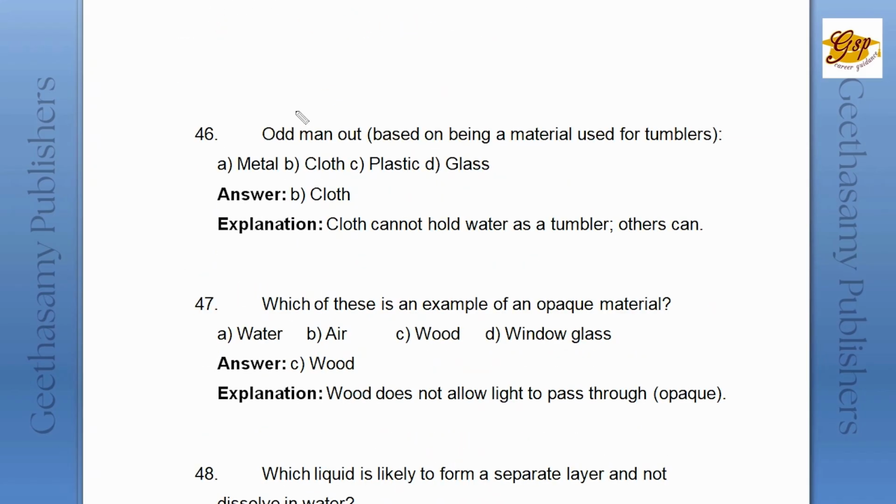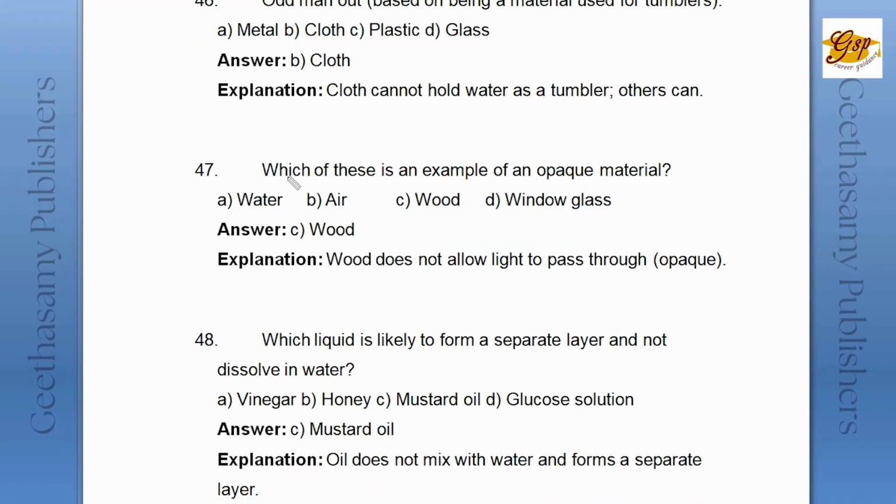Fine. And 46th question. Odd man out, based on being material used for tumblers. Metal, cloth, plastic, glass. So it's cloth. Cloth cannot be used for making a tumbler. Others can be used.